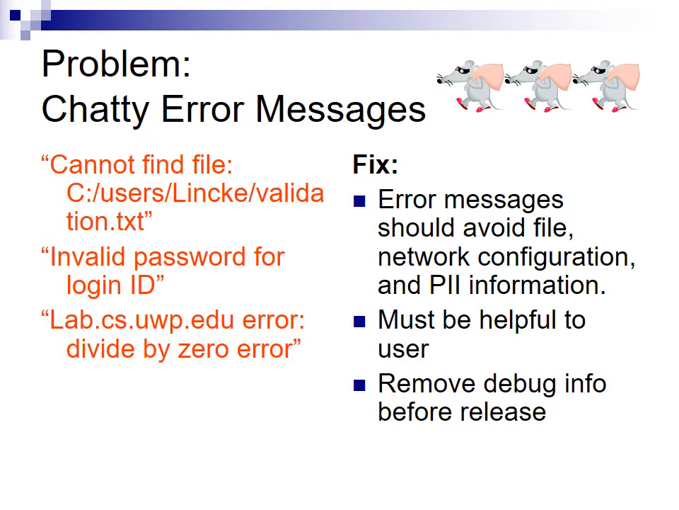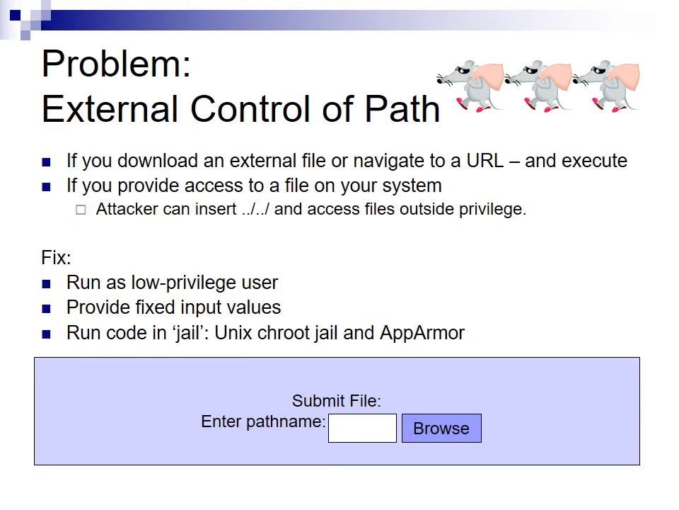Then the problem is the chatty error message, right? We cannot reveal whether it is an invalid password or an invalid login ID. To fix this, the error message should avoid the file or network configuration name. Don't give the file name or anything. Sensitive data in the error message is not correct. Then we have external control of the paths, like some downloadable or external file, where we navigate to a URL or maybe try to execute it.